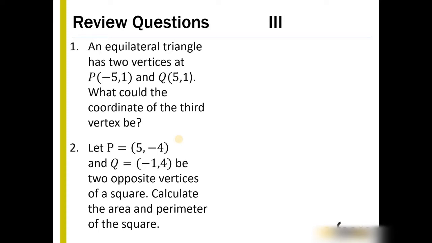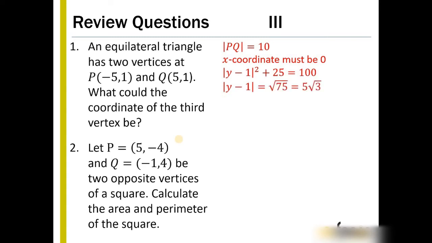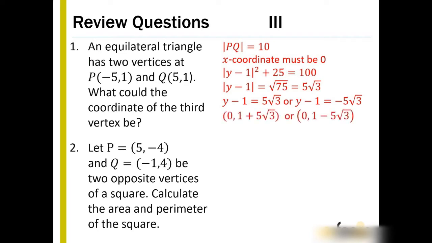Here are the answers. For number 1, the distance from P to Q is 10. The x-coordinate must be 0. And then the distance formula tells us that (y minus 1) squared plus 25 equals 100. So y minus 1 is the square root of 75, which is 5 root 3. So y minus 1 is 5 root 3, or y minus 1 is negative 5 root 3. So the coordinates are (0, 1 plus 5 root 3), or (0, 1 minus 5 root 3).